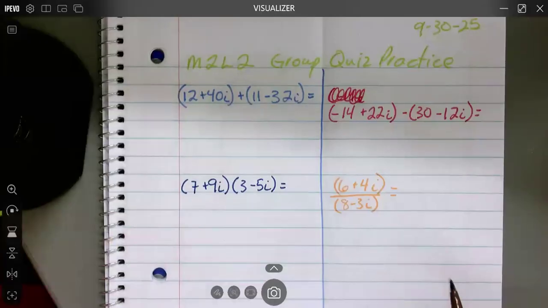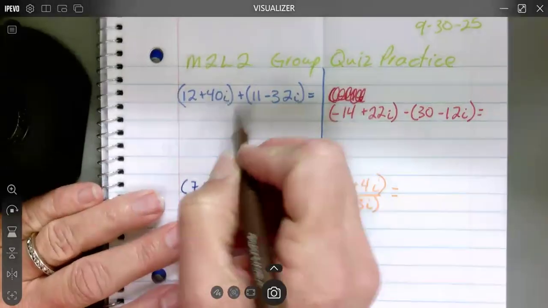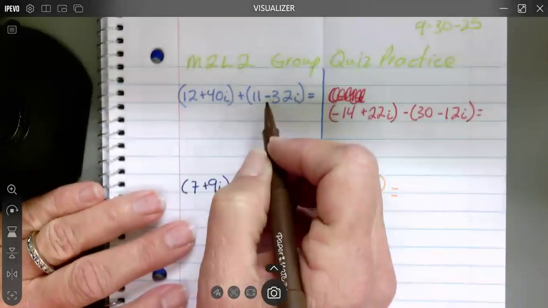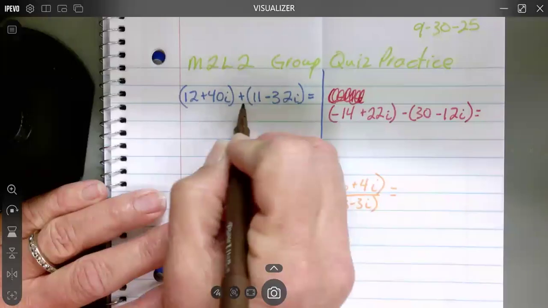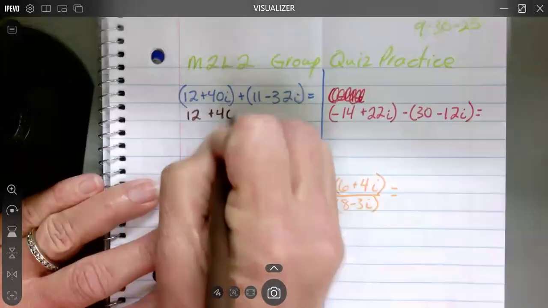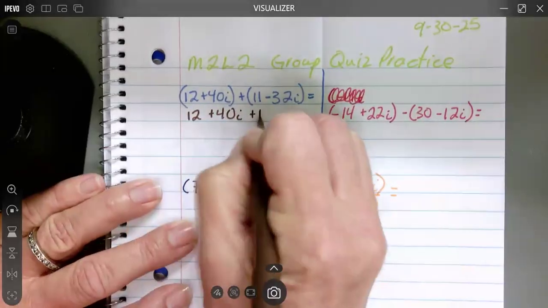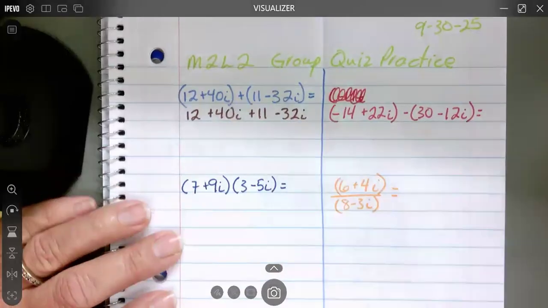All right, so this first one is just straight addition. So you are adding complex numbers. When we add complex numbers, we just look for like terms. So the parentheses actually mean nothing. You could write it over again just without the parentheses, and that would be acceptable.